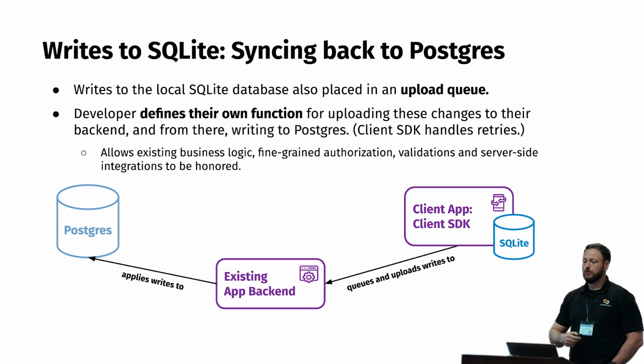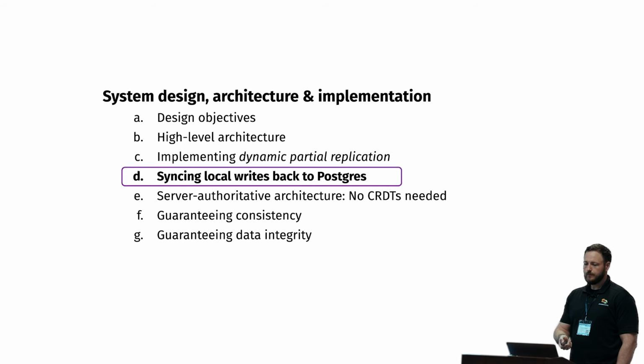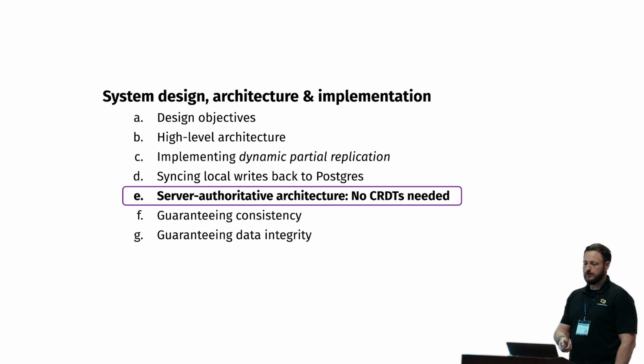And from there, writing the changes to Postgres. So the developer gatekeeps the writing to Postgres. They don't have to care about retrying a network failure logic. The client SDK does take care of that. Yeah, so that's the write path.